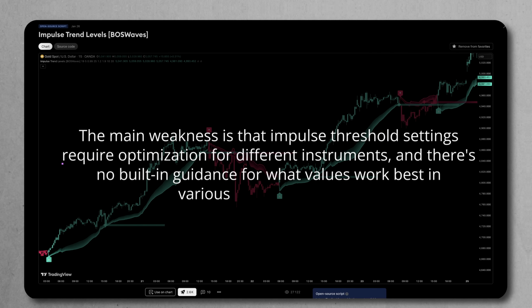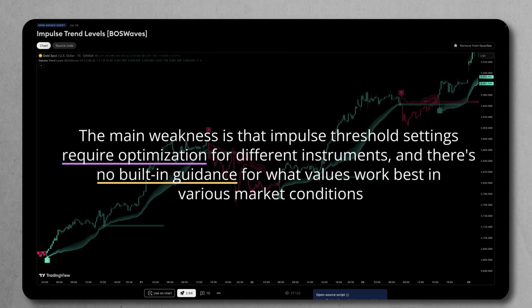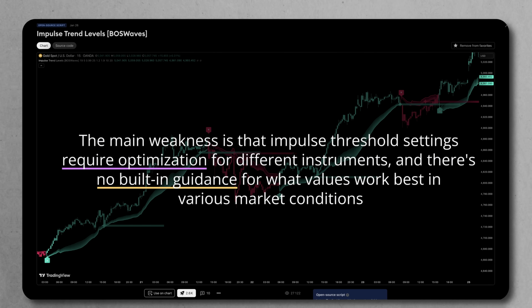The main weakness is that impulse threshold settings require optimization for different instruments, and there's no built-in guidance for what values work best in various market conditions.